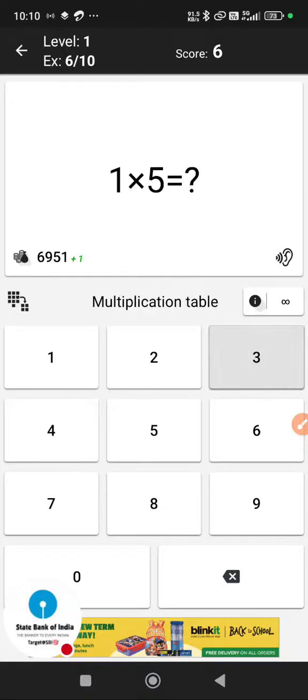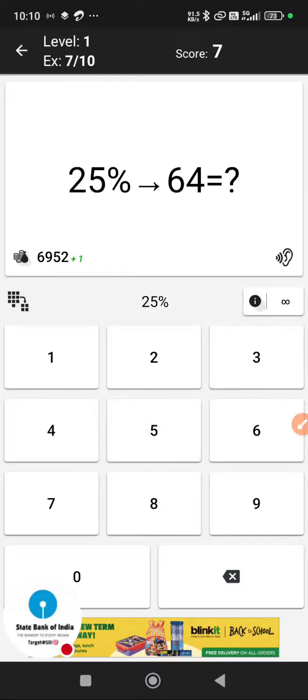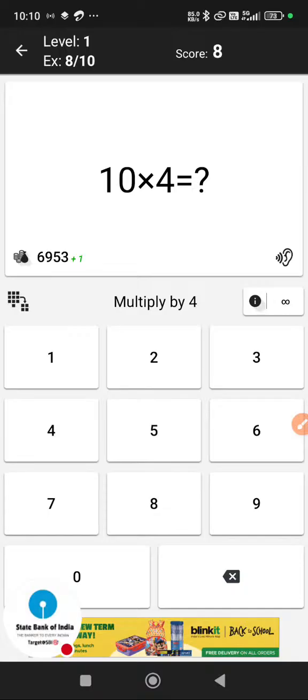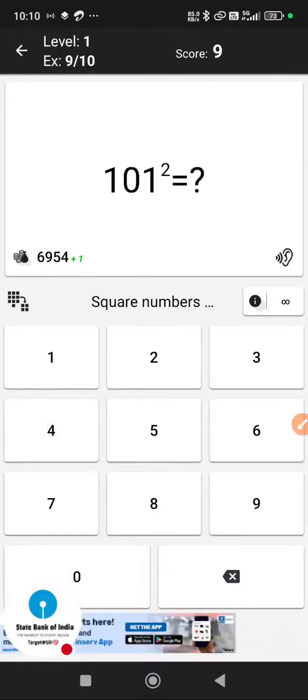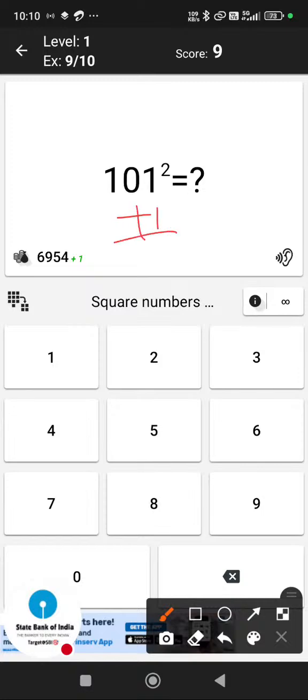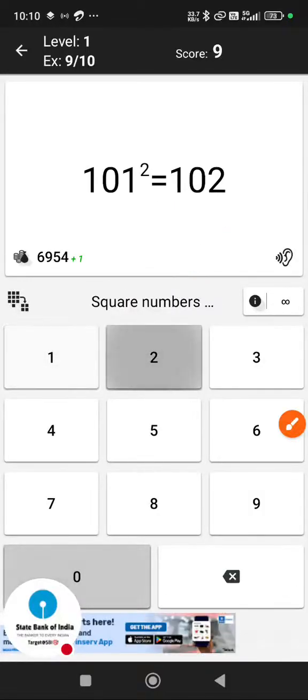This will be 3. Next one. This will be 5. 4 means 16. 40. 101 square. So it is 1 more than 100. So we get 102 and 1 square, which will be 01. So answer will be 10201.